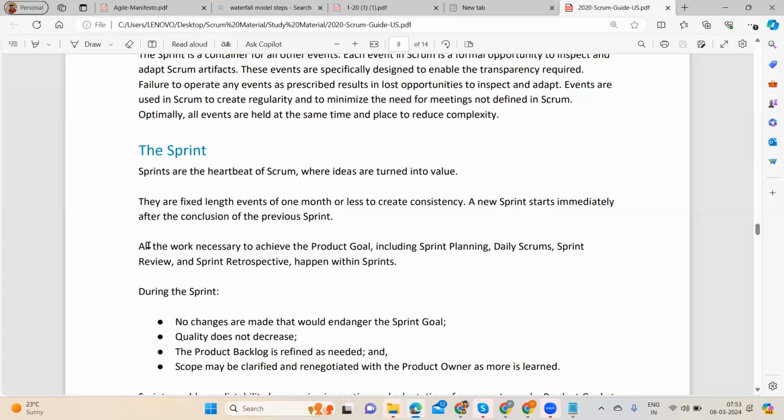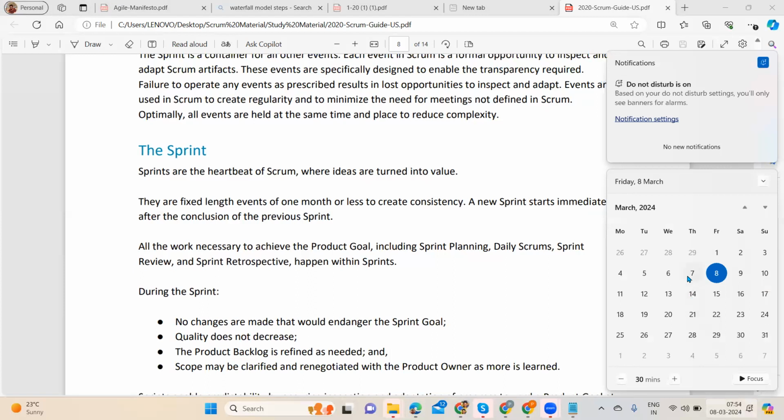Okay. So all the necessary work to achieve the sprint goal, including sprint planning, daily scrum, sprint review, and sprint retrospective, happens within the sprint. As I mentioned, all these meetings happen within the sprint. Let's say we are starting the sprint from Thursday and we are closing the sprint on Wednesday, 10 days.